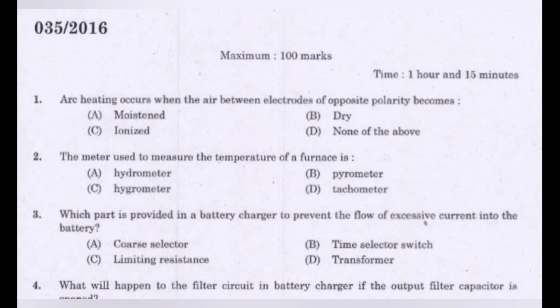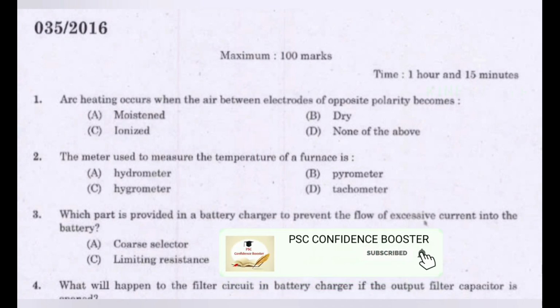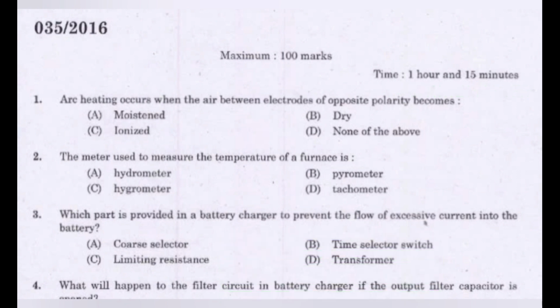Question number 1. Arc heating occurs when the air between electrodes of opposite polarity becomes: Option A, moistened. Option B, dry. Option C, ionized. Option D, none of the above. Answer is option C, ionized.